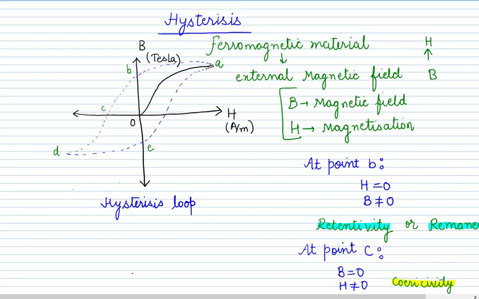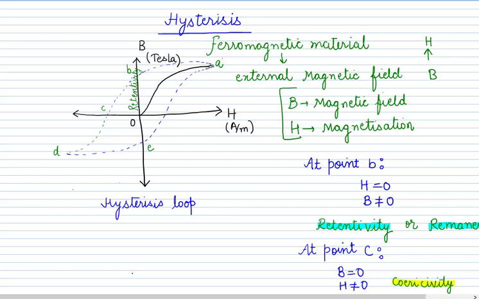When we increase the magnetization field, the magnetic flux density increases, then it reaches saturation at point A. After saturation, we cannot increase further, so we decrease the magnetization field, then it comes to point B. So here our magnetization field is 0, but the magnetic flux density is not 0. So this we call retentivity. This is the residual magnetism in the ferromagnetic material.